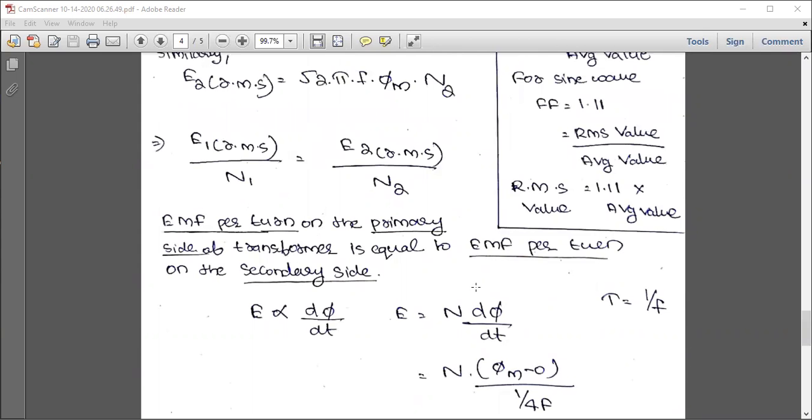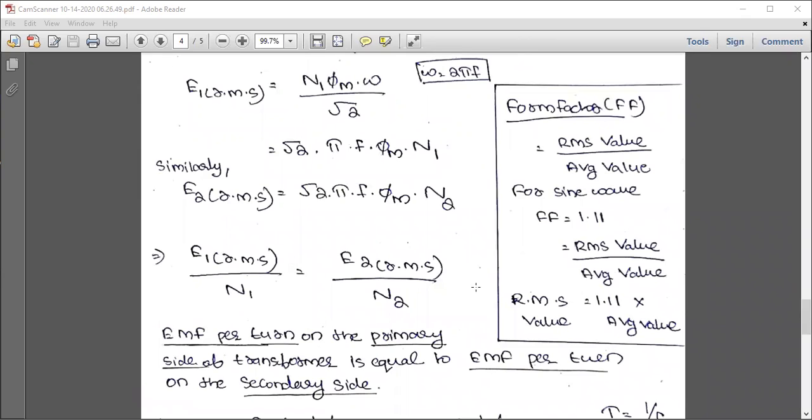We have another relation. What do we mean by form factor? Form factor is the RMS value by the average value. For a sine wave, form factor is 1.11. It actually has another derivation, but you need not go for it; we would need to consider the frequency and get one expression. Just understand that for a sine wave, form factor is equal to 1.11. So RMS value is equal to 1.11 into average value.